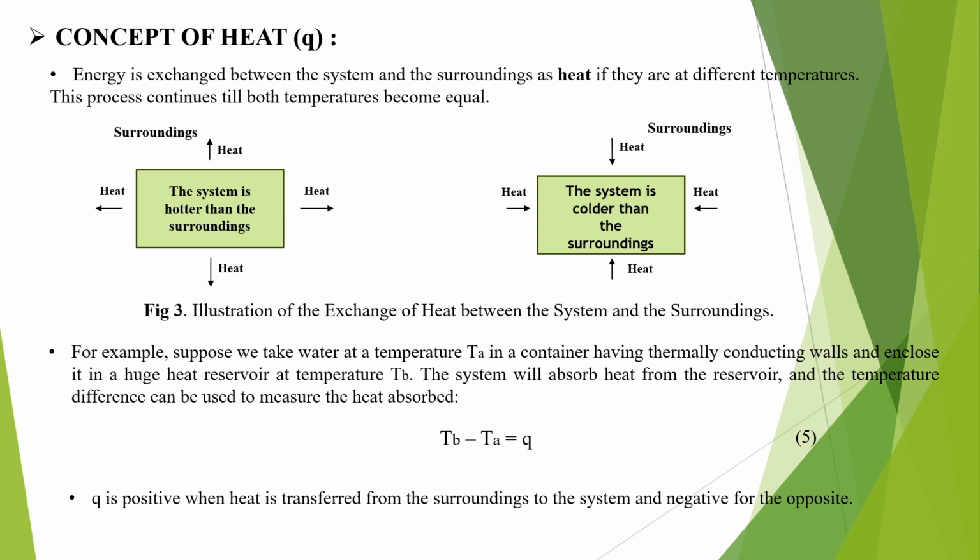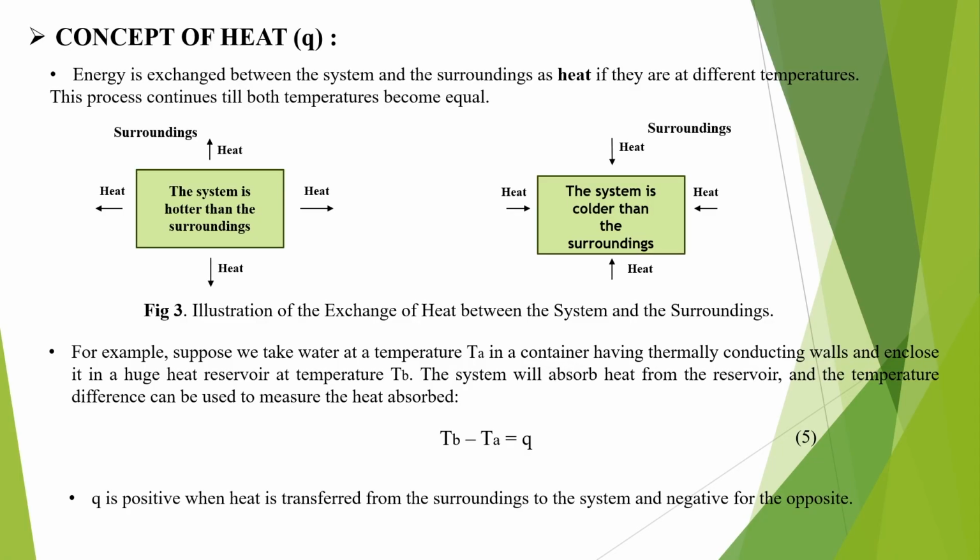Then the concept of heat. So what is heat? Heat is a form of energy. The energy exchange is the exchange between the system and surroundings as heat when there is a temperature difference between them. This process continues till both the temperatures become equal. If the temperature of both system and surroundings are equal, then there is no exchange of heat, or we will not get any heat there.